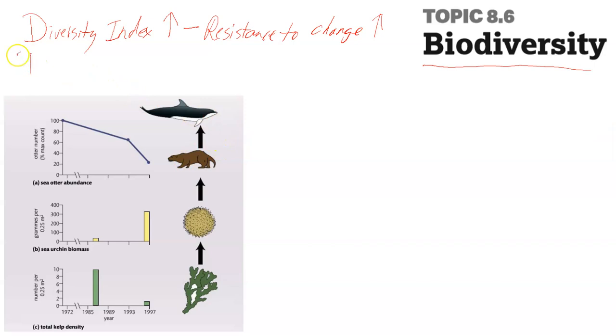Now, if that diversity index, however, is very low, then change is very drastic. I'll just put drastic change in this ecosystem. Drastic change. Not a good thing, right? You don't want to see these ecosystems being destroyed, but we unfortunately see it around the world.